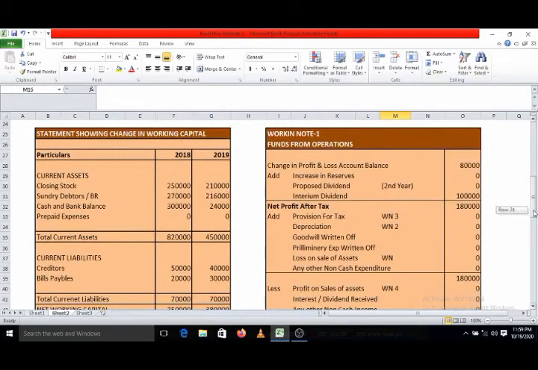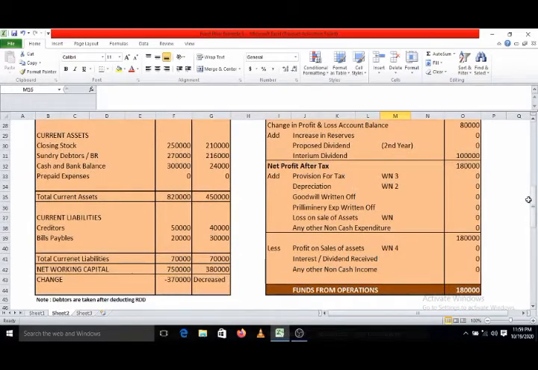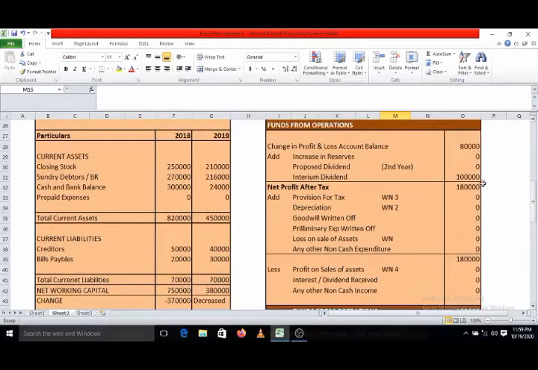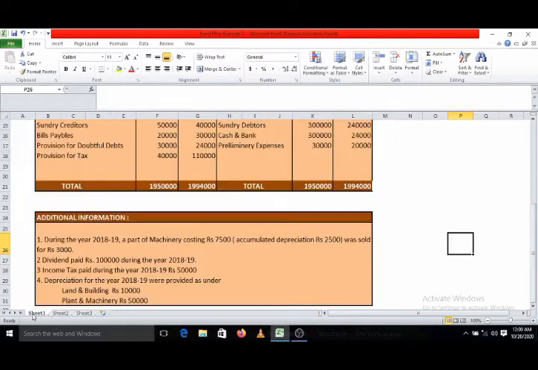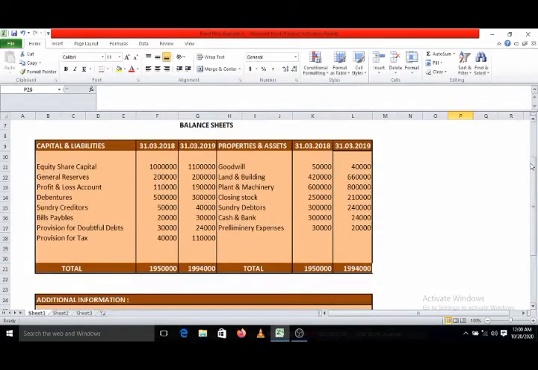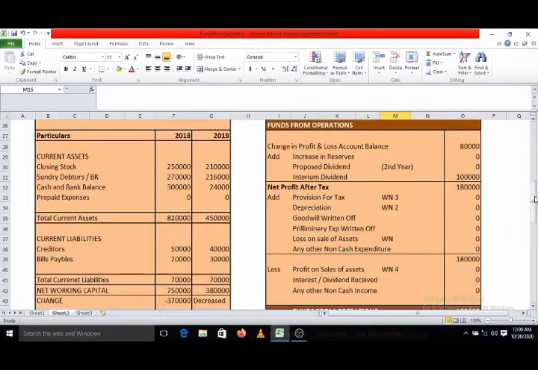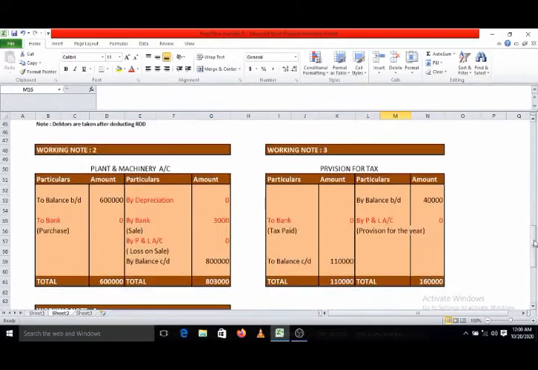Okay. Next. What next? Now we have got the net profit after tax 1,80,000, in which now we have to add provision for tax. Check out on the balance sheet, it is there. It is there, provision for tax. Now it is better that we prepare a separate account for provision for tax. So it is there, working note number 3, provision for tax account.